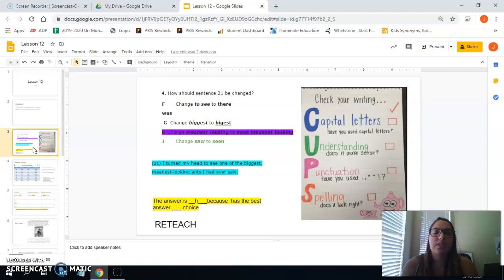So it says, which sentence should be made to 21? I turned my head to see one of the biggest, meanest looking ants I had ever saw. So change to see to there was. So I turned my head to there was the biggest. No. G, biggest is spelled correctly. A lot of us were picking H, meanest looking to most meanest looking. So the biggest, most meanest looking ants I had ever seen.